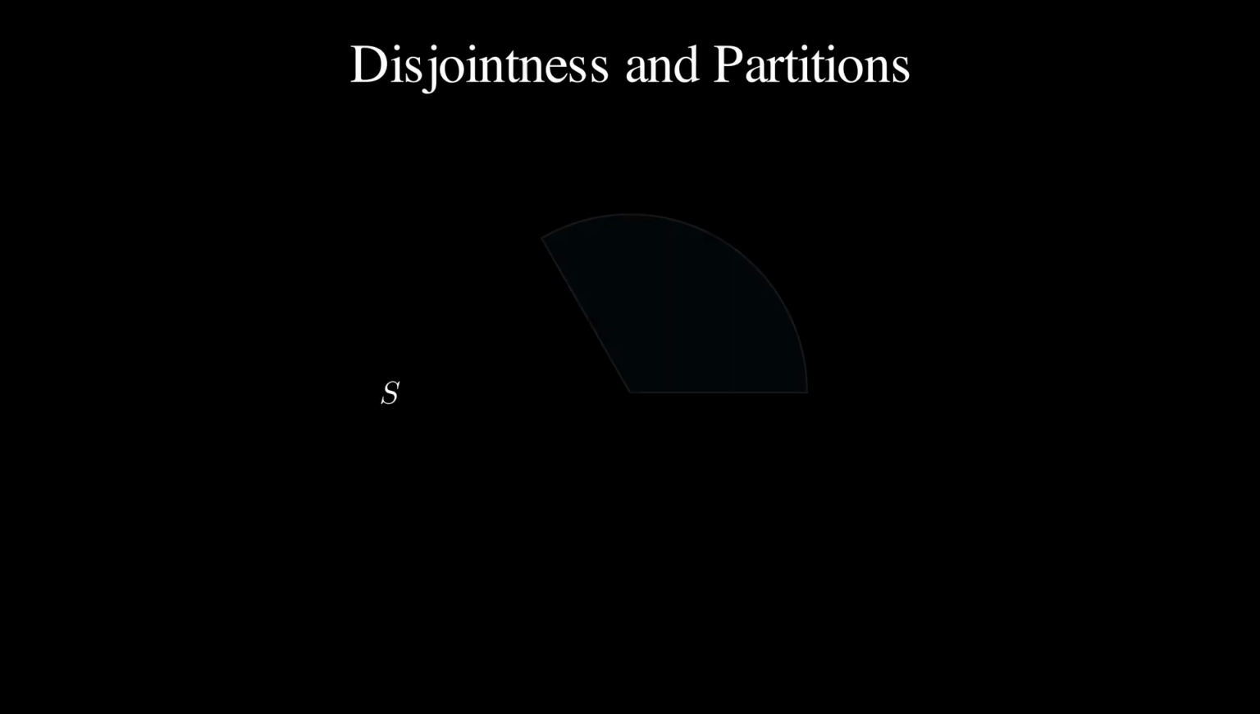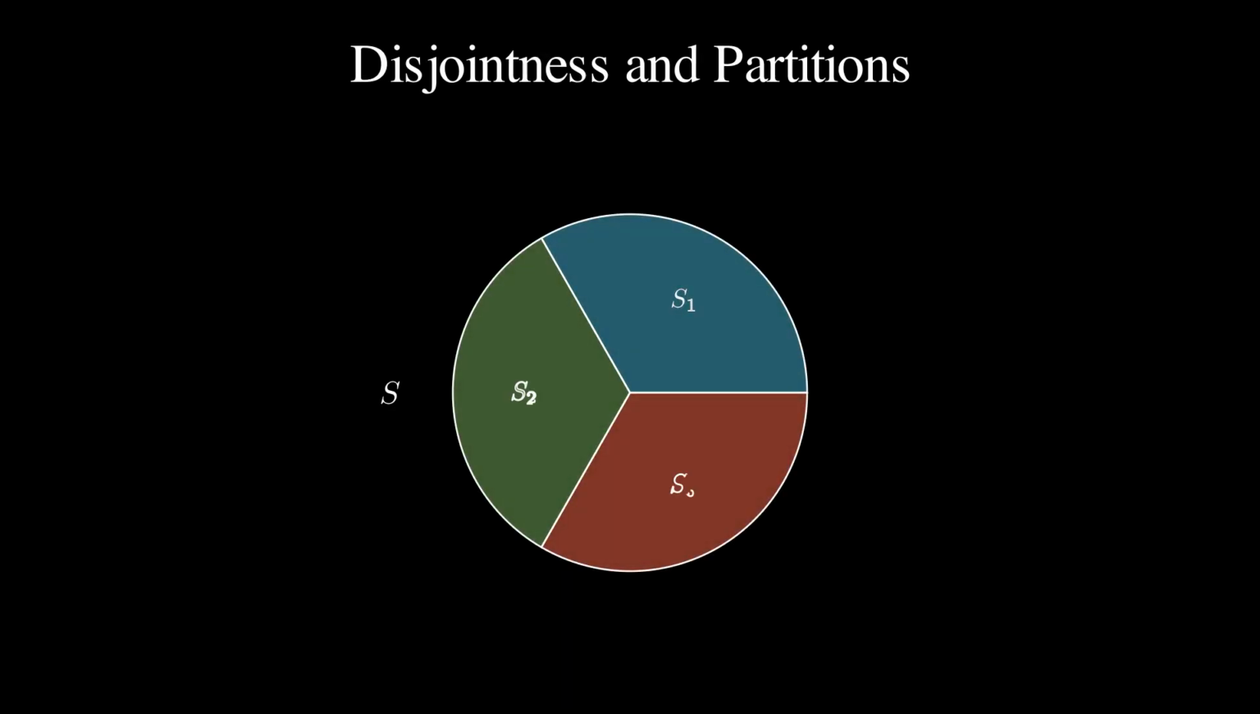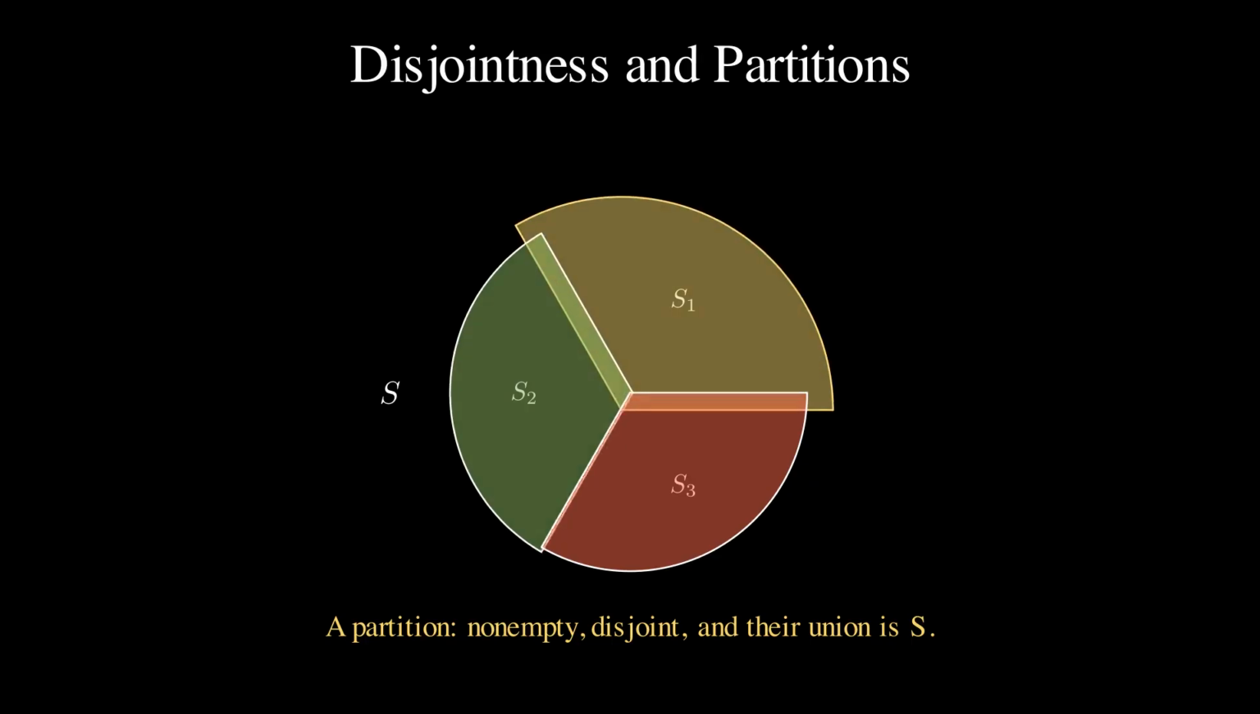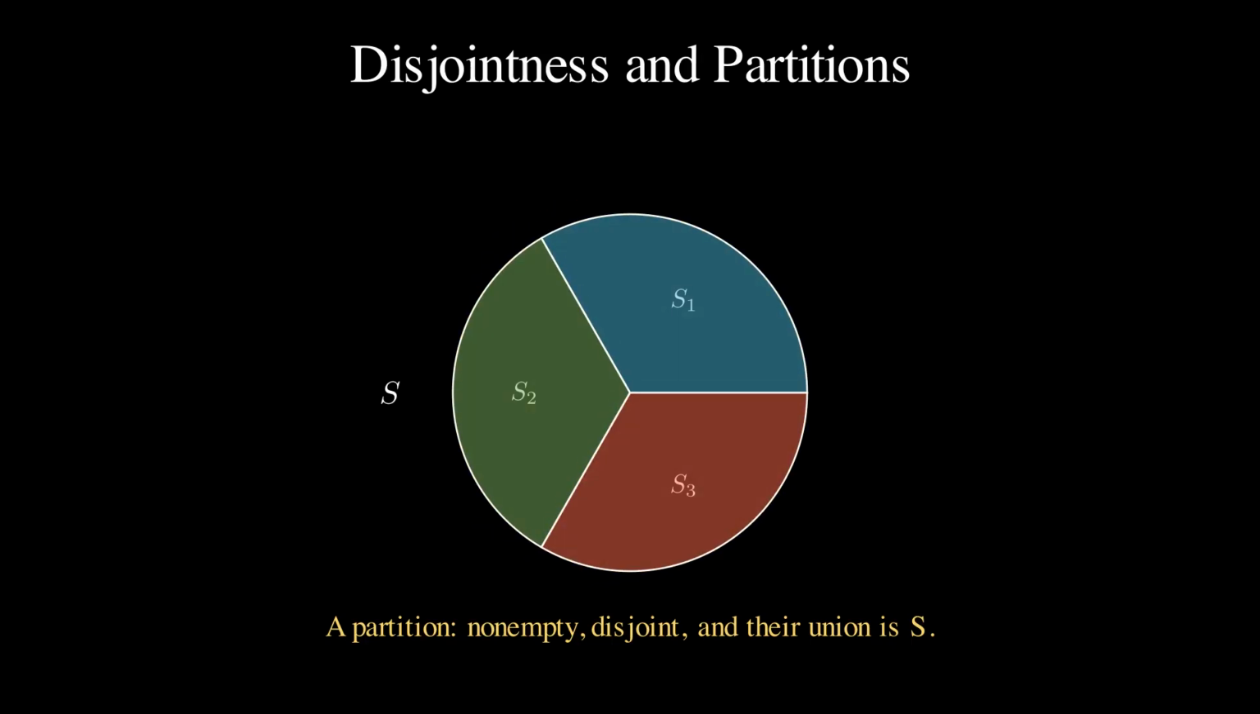Here is a structure worth singling out. Take a set and break it into pieces so that no two pieces overlap, and together the pieces use up the whole set. A collection of non-empty, disjoint sets whose union is the whole thing is called a partition. Every point of the disk lands in exactly one wedge. No gaps, no double counting. Keep this picture in mind. When the sample space is partitioned into cases, the probability of any event can be assembled piece by piece from its overlap with each case. That is the law of total probability, and a partition is exactly what makes it work.